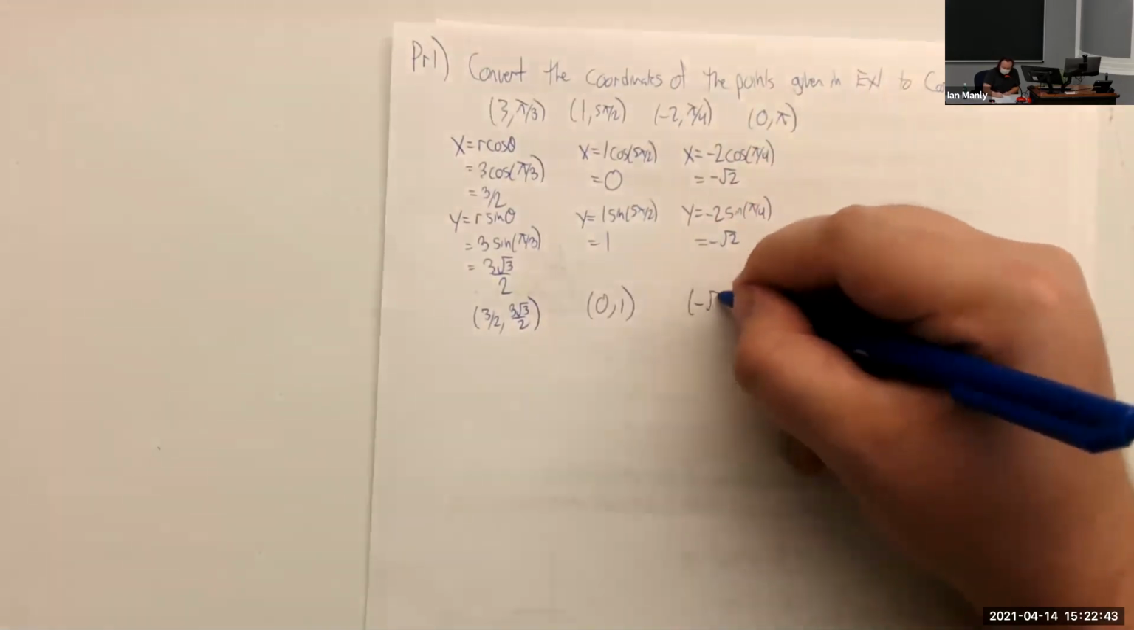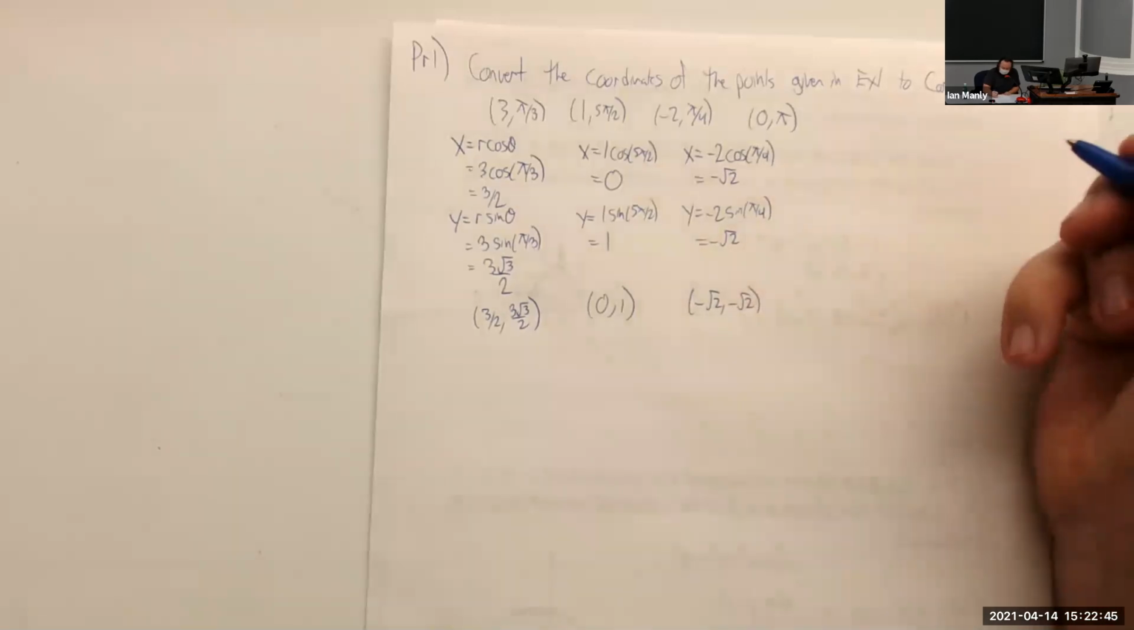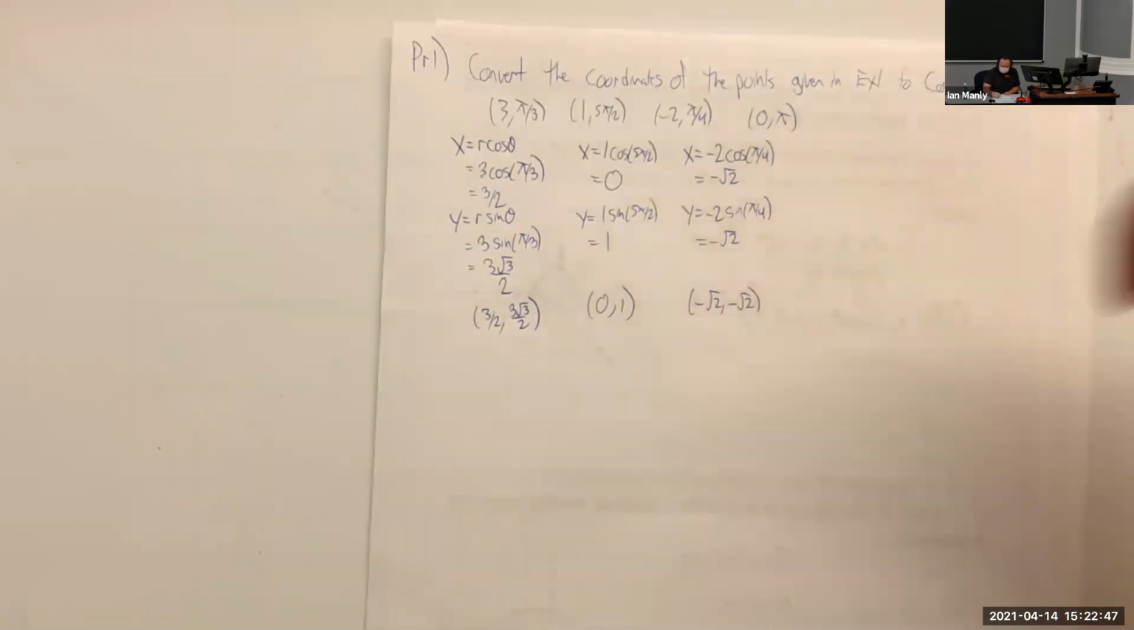So we have -√2, -√2. And then finally 0 pi, well, we just spent a bunch of time talking about what that was. That's just going to be the origin right here.